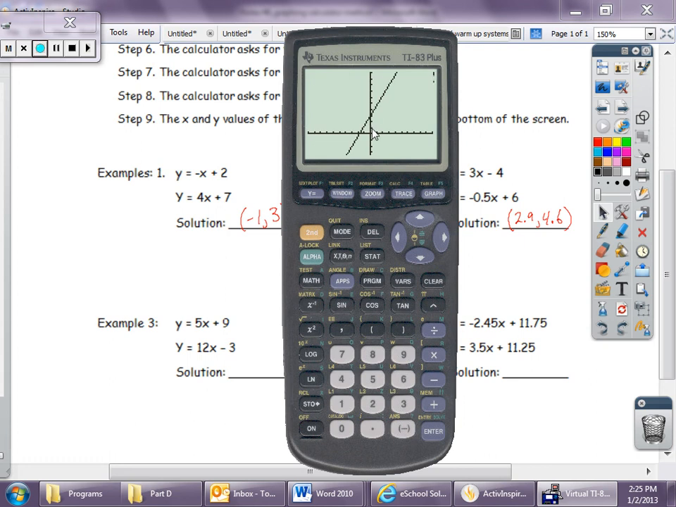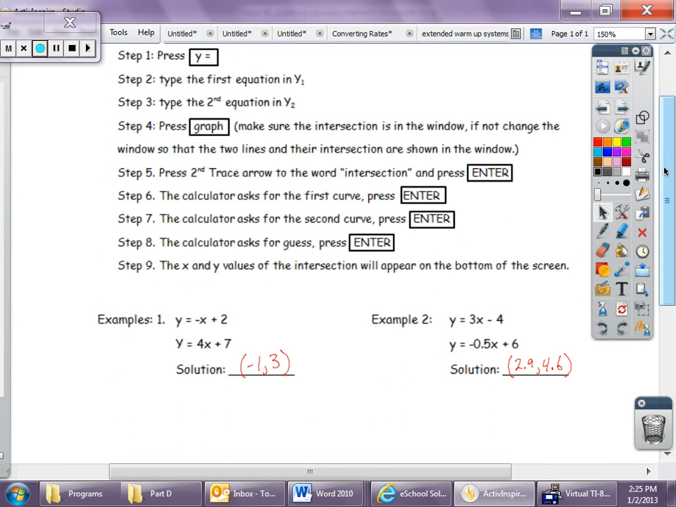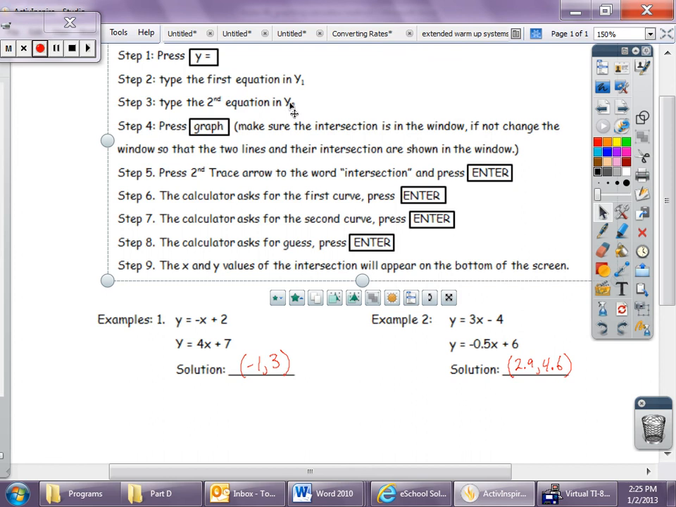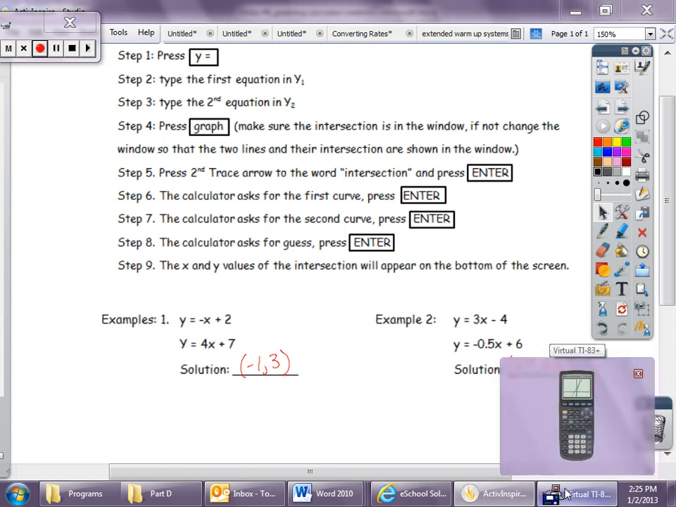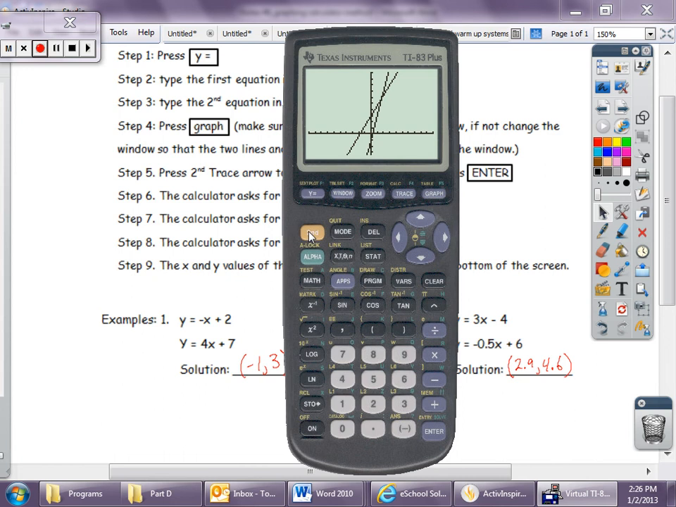It's going to change all these points. These points are counting by 3s now. So now we see the intersection of these two graphs. So we did step 1, step 2, step 3, step 4. We changed it so we have the windows. So now we're on step 5. With step 5, we want to do the second trace. We want number 5, the intersection of these two graphs.